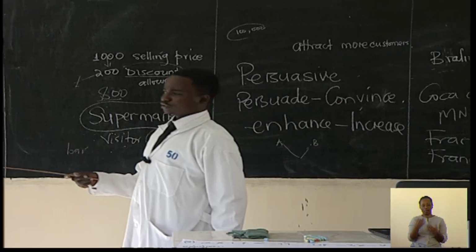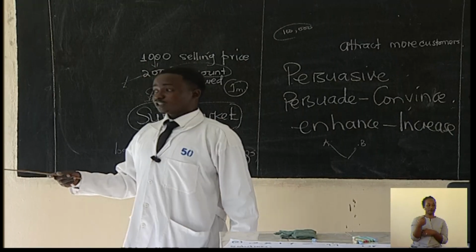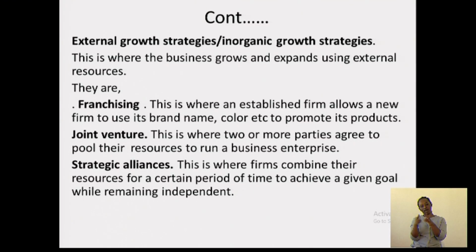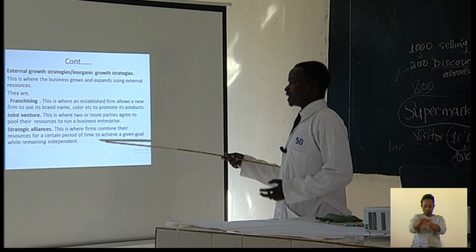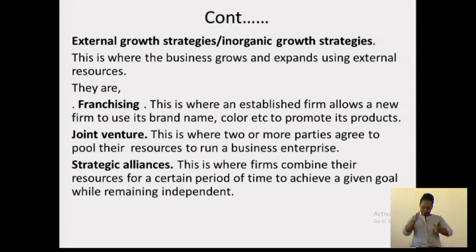Then you have what you call strategic alliances. With strategic alliances, I want you to distinguish it from joint venture. Strategic alliance, to ally, that is also to join. But with strategic alliances, it is where farmers combine their resources for a certain period of time to achieve a given goal while remaining independent.